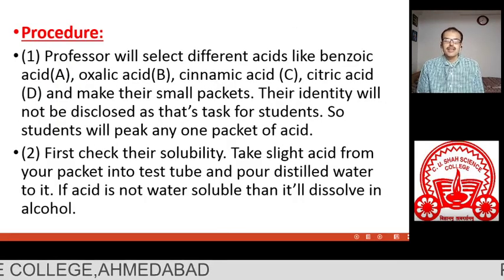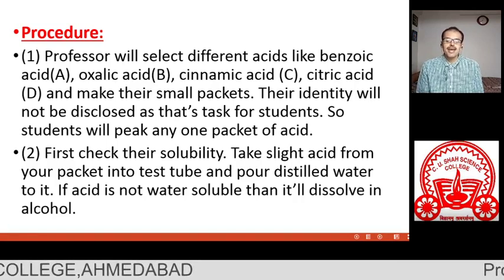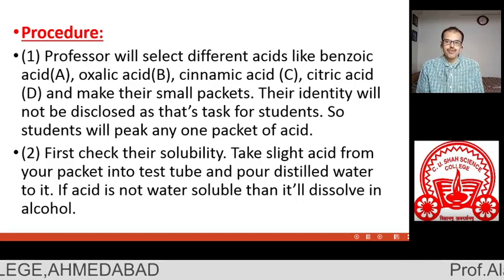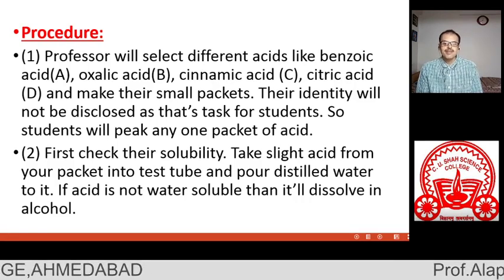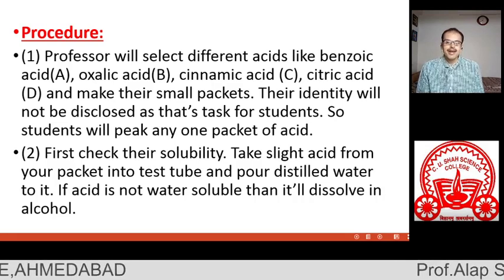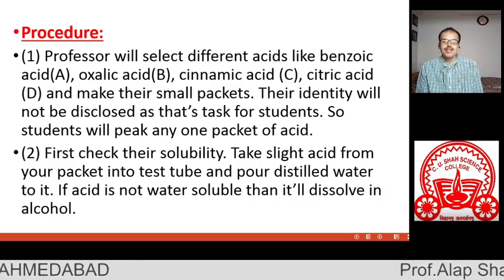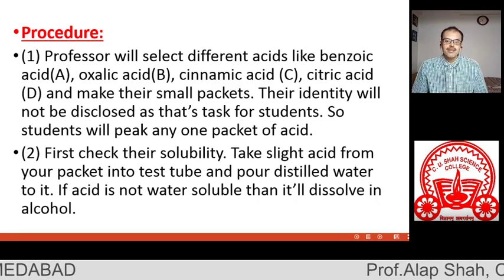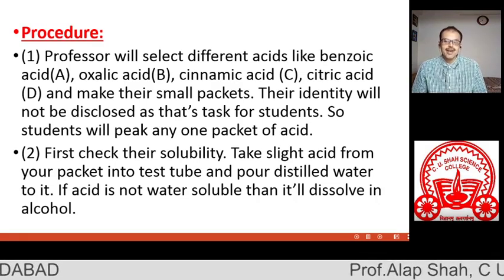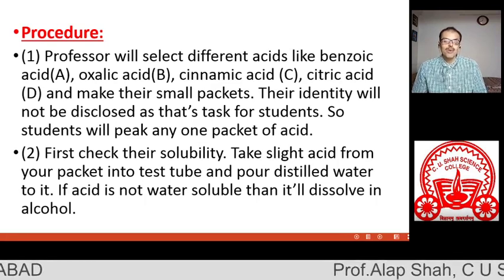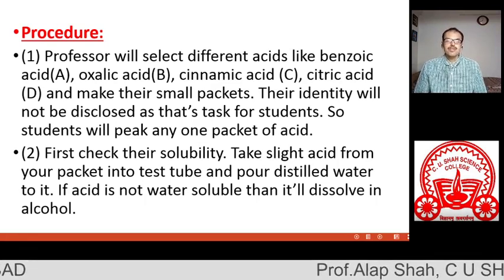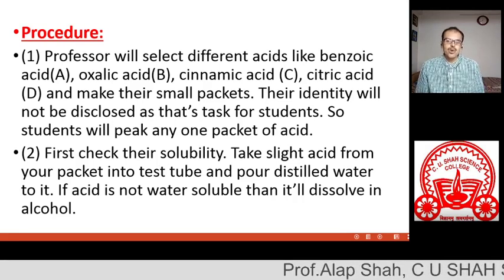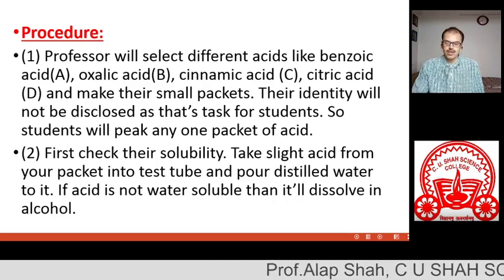First of all, in this experiment, you will be given an unknown carboxylic acid packed in a packet by your professor. It could be benzoic acid, oxalic, cinnamic, citric, phthalic, any one of them. All are carboxylic acids. Their identity will not be disclosed to you. Obviously, that's your task, because you have to calculate the molecular weight of the unknown acid. First of all, you have to check the solubility, whether it is water soluble, and if it is not, then it would dissolve in alcohol.